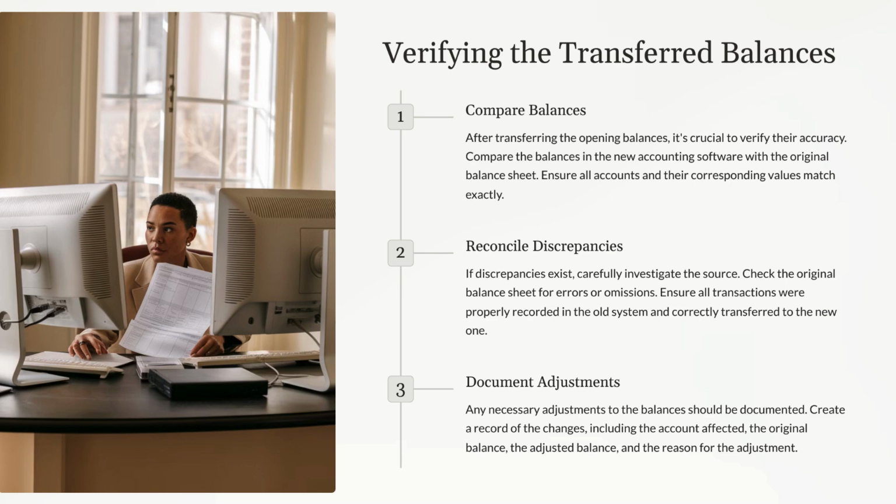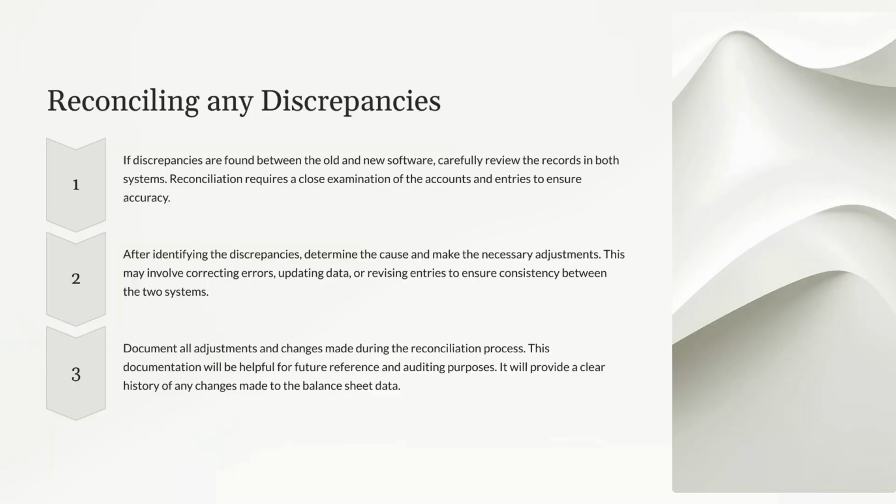Reconcile discrepancies. If discrepancies exist, carefully investigate the source. Check the original balance sheet for errors or omissions. Ensure all transactions were properly recorded in the old system and correctly transferred to the new one. Document adjustments. Any necessary adjustments to the balances should be documented. Create a record of the changes, including the account affected, the original balance, the adjusted balance, and the reason for the adjustment.